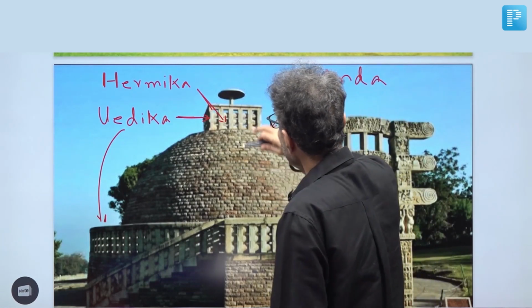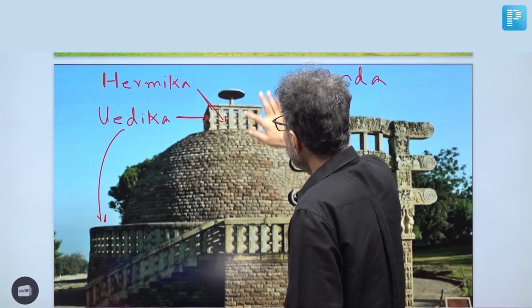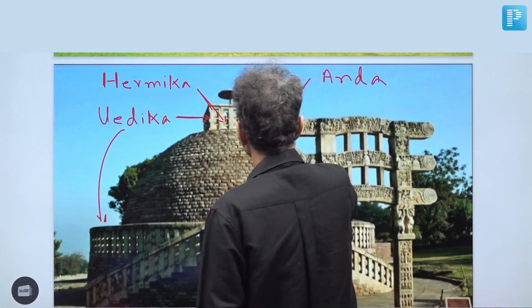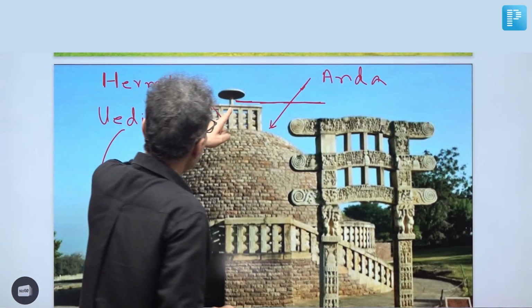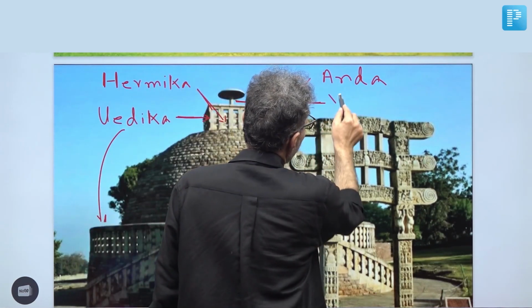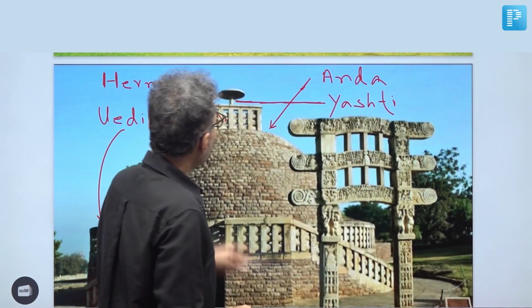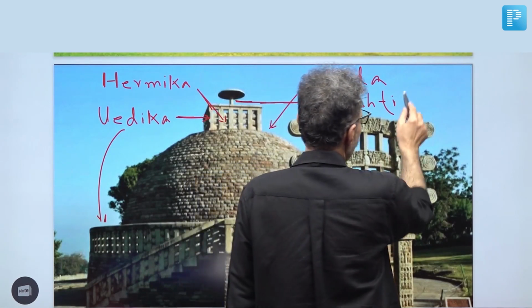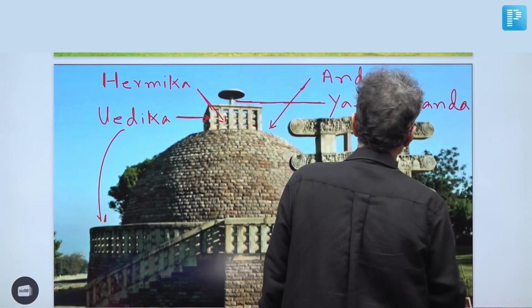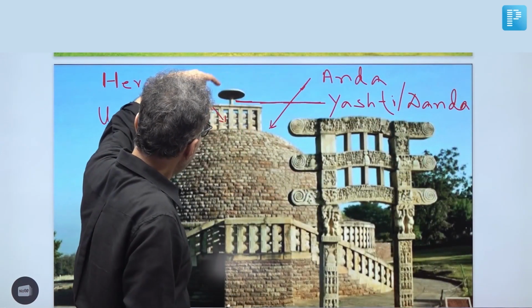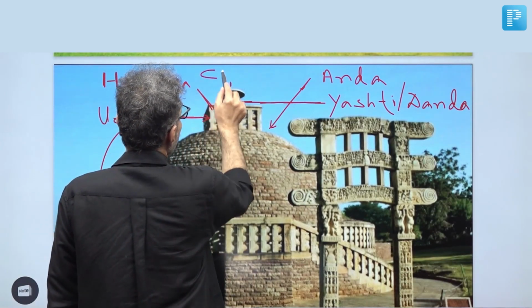Then you will find above Harmika, above the platform, there is a stick kind of a structure, this one. This structure is known as Yasti. This is also known as Dand. So I write this way, Yasti / Dand. Above Yasti is an umbrella kind of a structure. This is known as Chhatra.